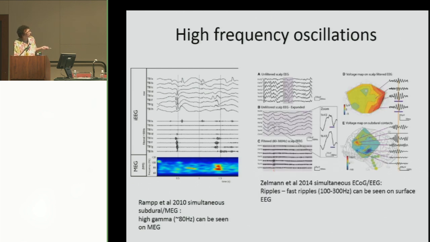And there's a report on EEG by the group of Jean Gotman, Rina Zelmann, with, again, simultaneous recordings, simultaneous ECoG and EEG. And she could observe ripples and fast ripples. So this is going even higher in frequencies, between 100 and 300, which could be seen at the surface. So this is very surprising. I mean, it was, again, very good news that we could see such high frequencies at the surface.